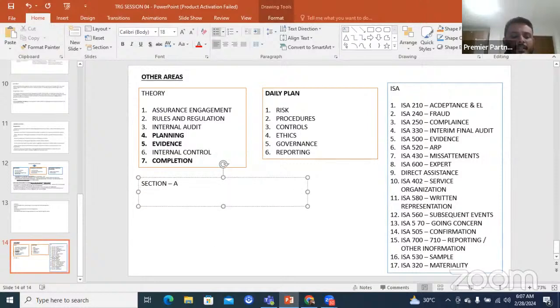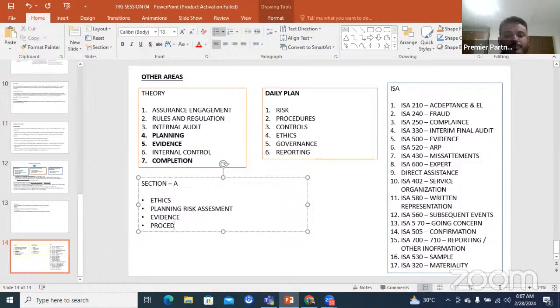Number 1, ethics. Number 2, planning and risk assessment. Planning and risk assessment can be tested together. Number 3, very important. I have a confidence of 70% on this part: evidence. Evidence related MCQs, circularization, computations. We did some mock papers in the class. Evidence, very much important.